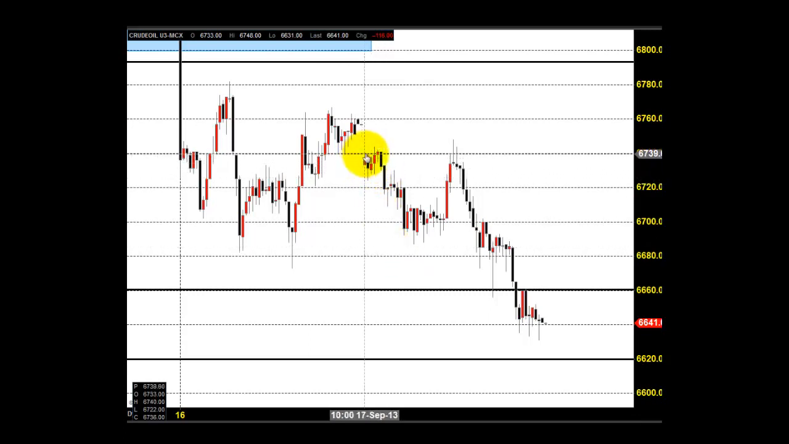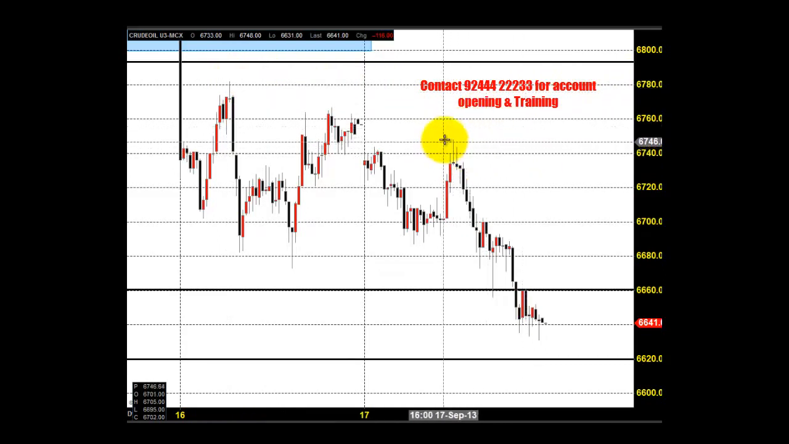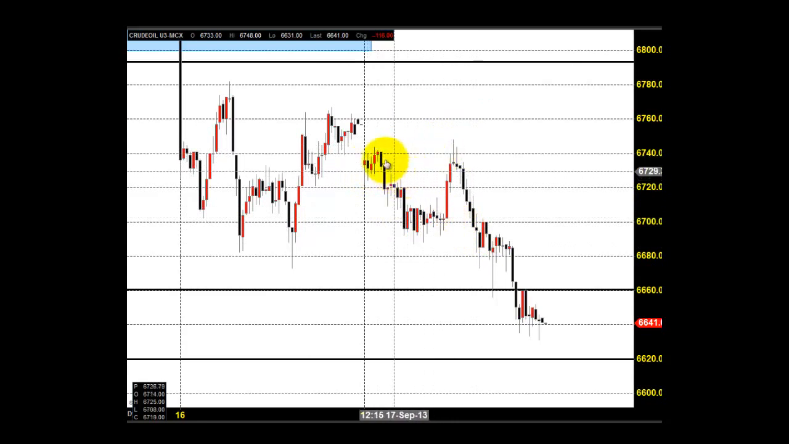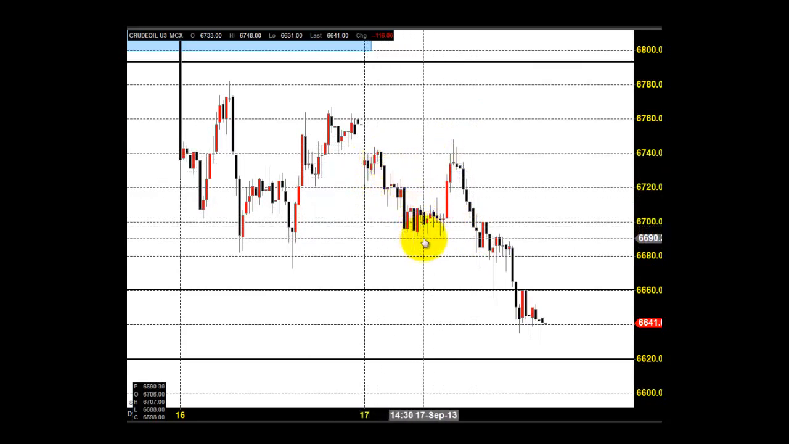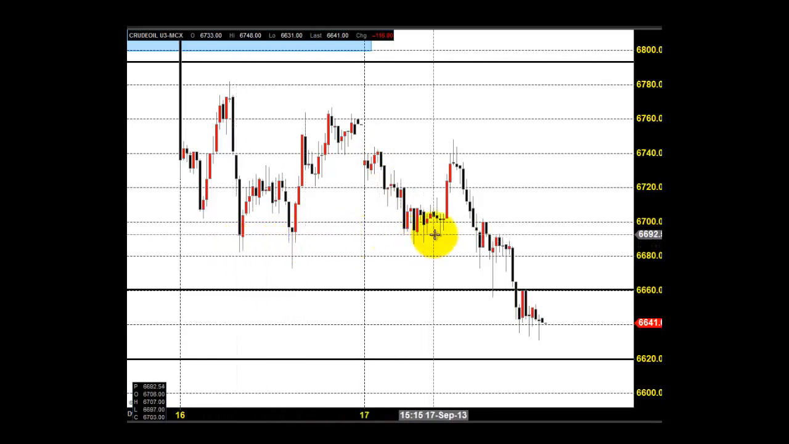Yesterday's price opening, you can see, was below the previous day's closing and it didn't create a new high. On the previous day the market high was 6,780. You can see the time. But yesterday the price didn't create a new high, and after the opening the price came down. You can see the price was testing the previous day's low.